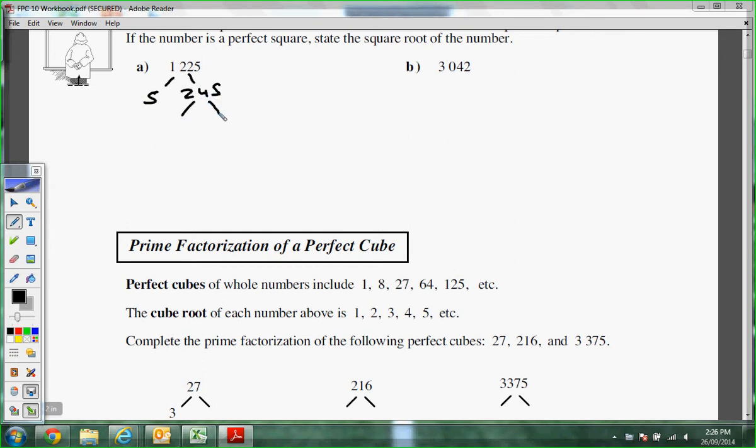I'm going to break that down. 5 times 49. 7 times 7. I have a pair. So this is a perfect square, and the perfect square is what? It's a pair of 5s and a pair of 7s, so your perfect square is 5 times 7, so 35. So the square root of this number is 35.